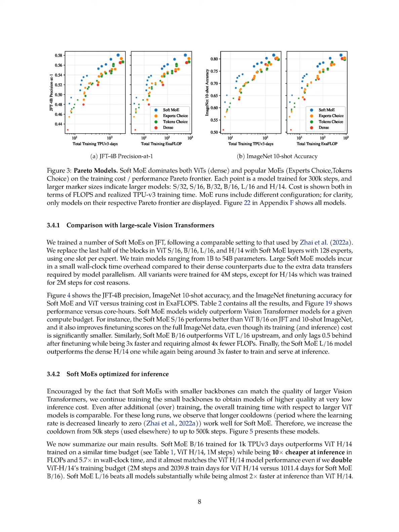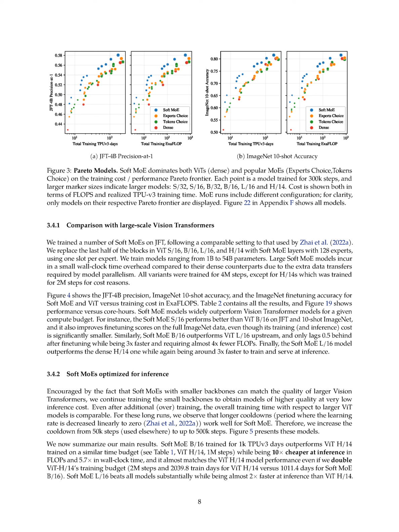Despite the slightly longer wall clock time required by large soft MoE models due to the extra data transfers needed for model parallelism, the soft MoE models outperformed the vision transformer models within the same compute budget. For example, the Soft MoE S/16 model performed better than the ViT-B/16 model on the JFT and 10-shot ImageNet datasets, and also improved fine-tuning scores on the full ImageNet dataset, even though its training and inference cost was significantly lower.